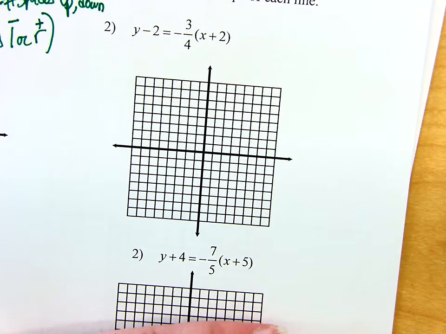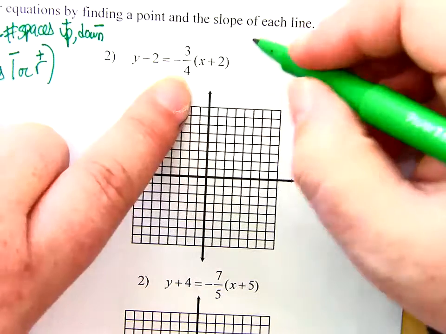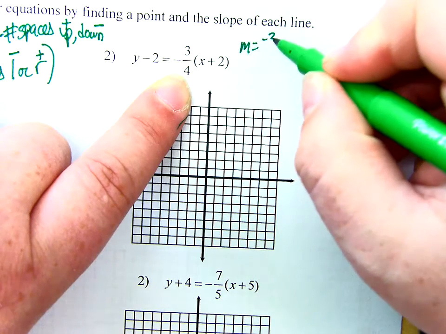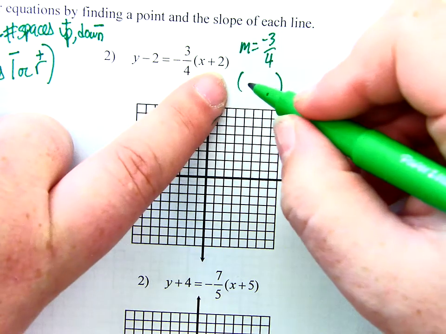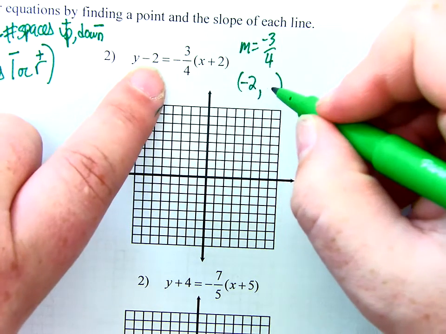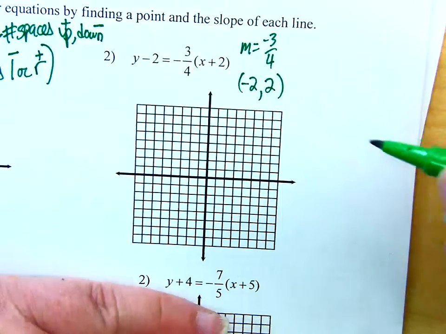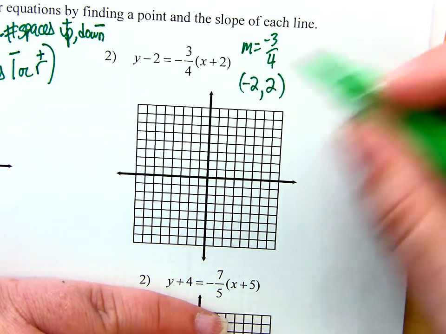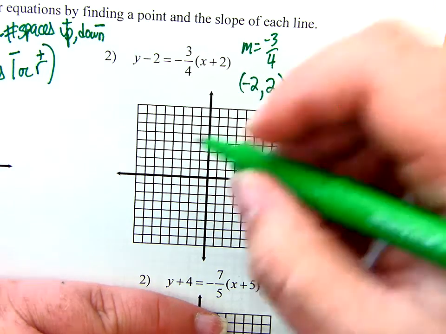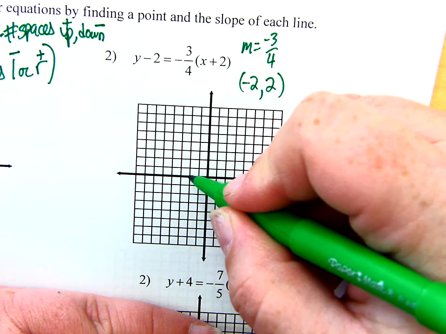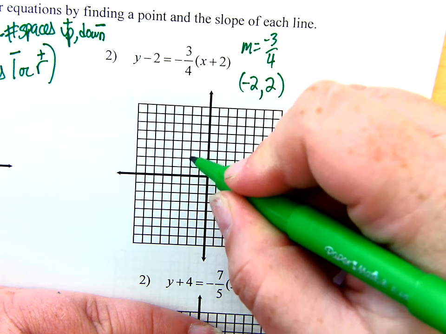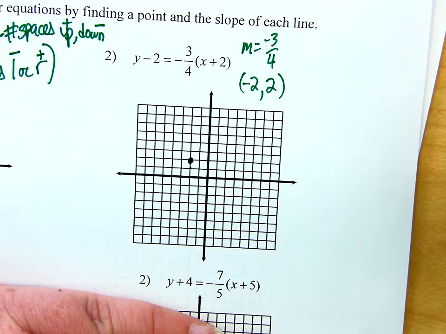Then when we go to do number 2, you very quickly find the slope is negative 3/4. Great. And then the other point on the line is (-2, 2). But you have to know where (-2, 2) is on the grid. You always start at the origin. Negative 2 means go left 2, and then positive 2 means up. Everybody should have started right there. Nowhere else. That's where you begin.